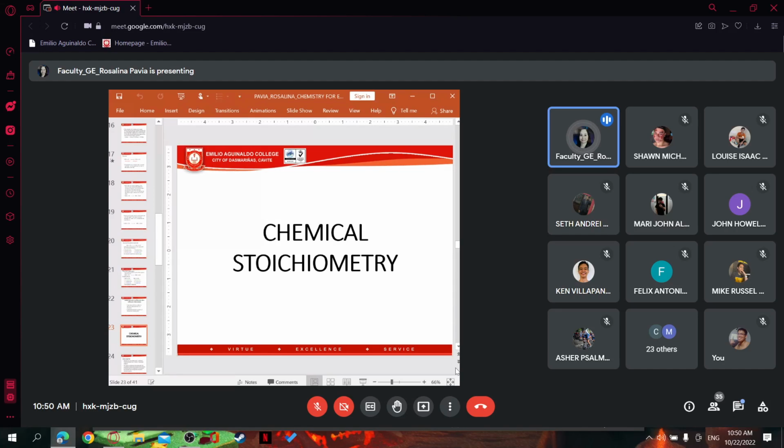Using dimensional analysis. Whichever is more convenient to you, nasa inyo yun kung ano doon sa dalawang methods ang gagamitin niyo. Okay? First, I'm going to present to you first the formulas, tsaka yung steps.